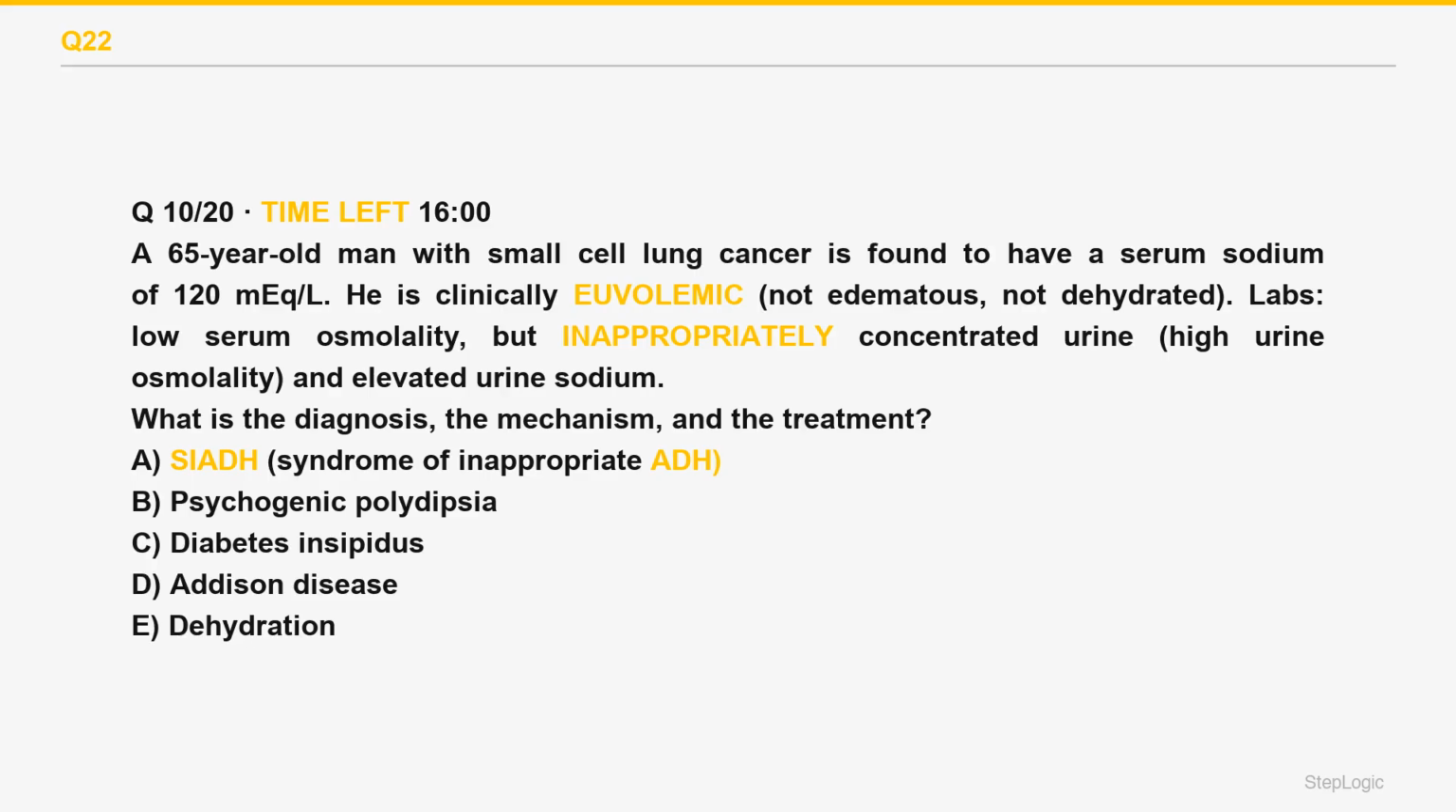What is the diagnosis, the mechanism, and the treatment? A 65-year-old man with small cell lung cancer is found to have a serum sodium of 120 mEq/L. He is clinically euvolemic, not edematous, not dehydrated. Labs: low serum osmolality, but inappropriately concentrated urine, high urine osmolality, and elevated urine sodium. Read the command: diagnosis, mechanism, treatment. SCLC, euvolemic hyponatremia, low serum osmolality, concentrated urine: SIADH, fluid restriction.